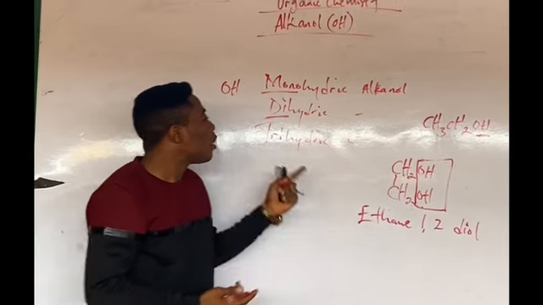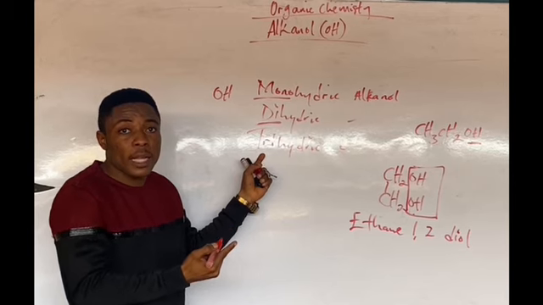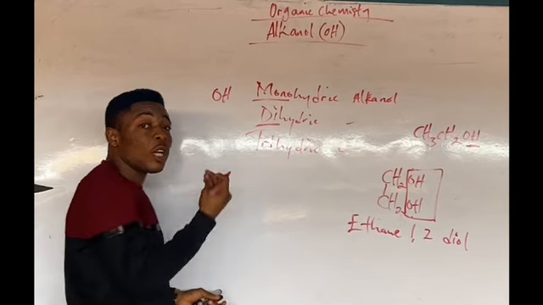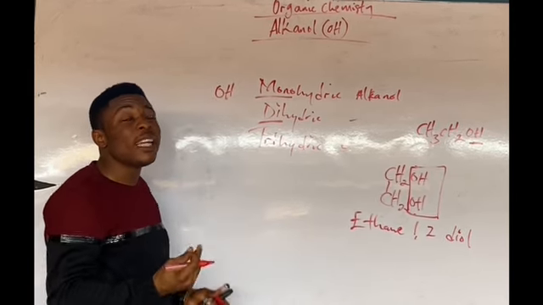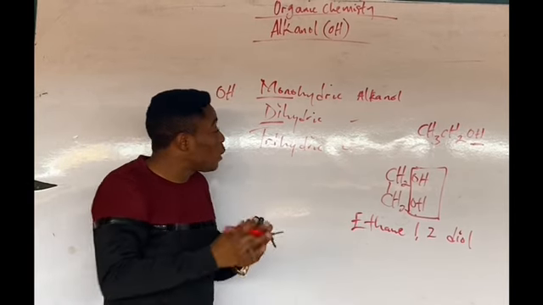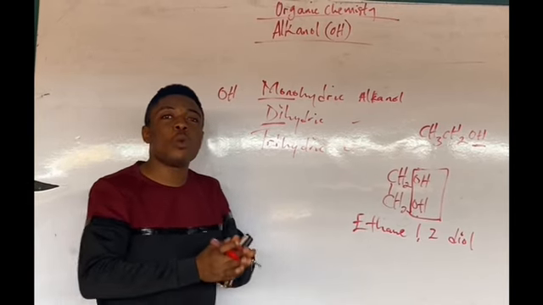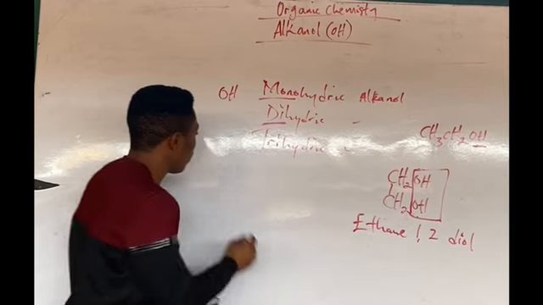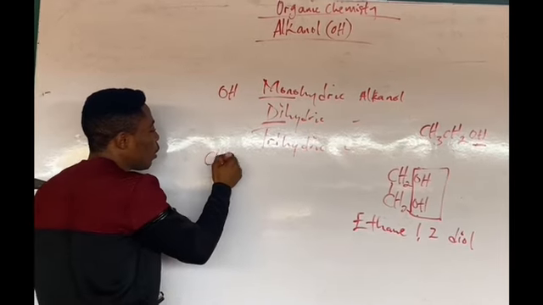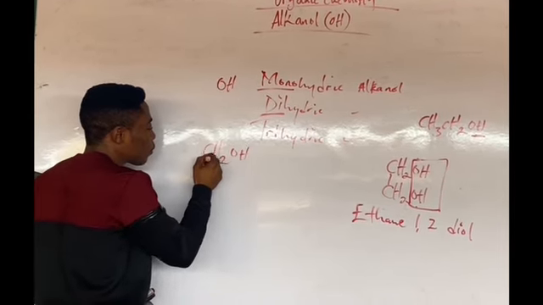In turn, the same rules apply. If there are 3 hydroxy groups present, it is what? A trihydric alkanol. A typical example is propane 1,2,3-triol. Propane 1,2,3-triol. It's like this.